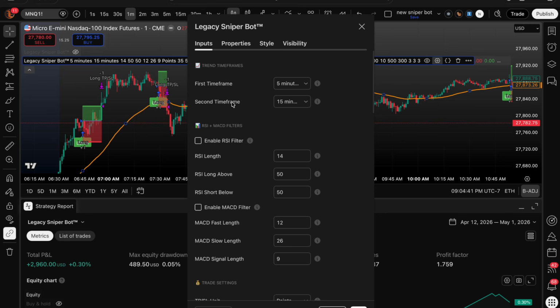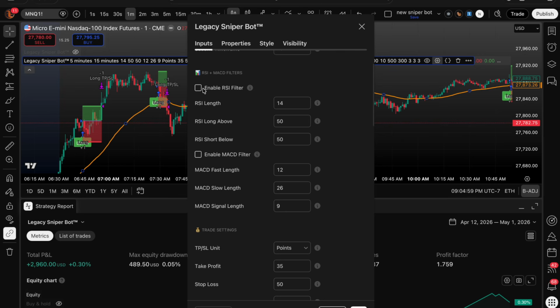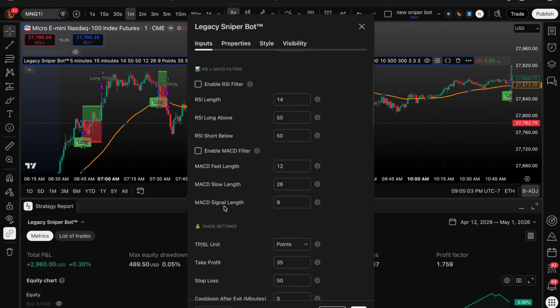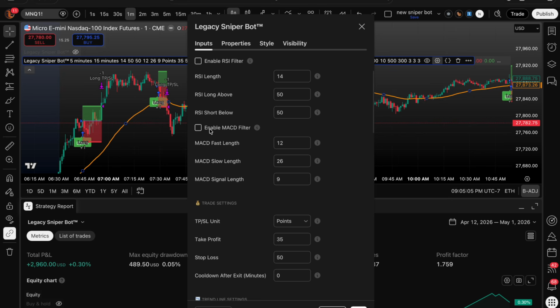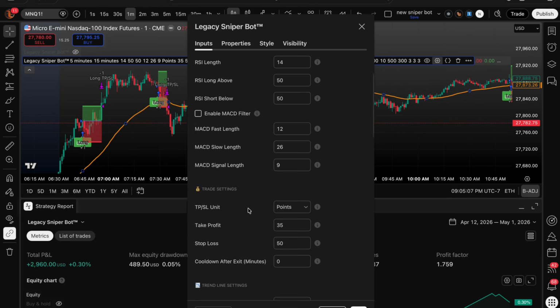The second time frame is 15 minutes by default. So we're gonna choose 15 minutes for this example. Meaning both the first and second time frame have to be met in terms of the logic in order for the signal to actually print, okay? And then I also have an enable RSI filter, but we will keep that off. And then of course a MACD filter, but I will also keep that off by default.